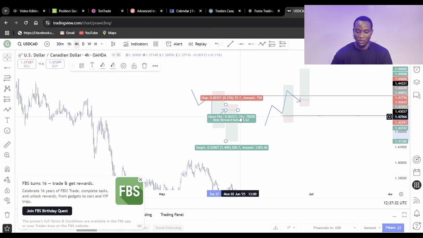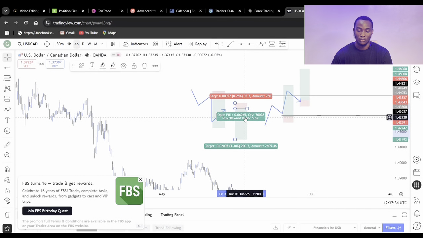Now, one of the things I want you to pay attention to, so as not to make easy mistakes, is when the market makes the low, don't look towards selling.